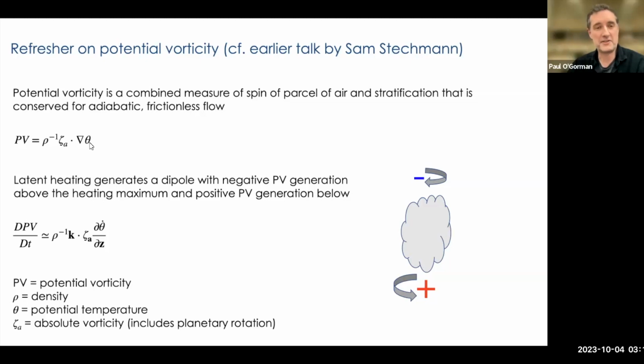And then the second question is, how does latent heating affect potential vorticity? And the formula for it is given here. You can see it's proportional to the absolute vorticity, but it also involves a vertical gradient of theta dot. This is approximate, but this is kind of the dominant term. So if we have some latent heating represented by this cloud here, we'll tend to generate negative PV higher up above the maximum of the heating, and positive PV down below. So this is a really key factor for considering how latent heating affects extratropical storms, or storms in general.